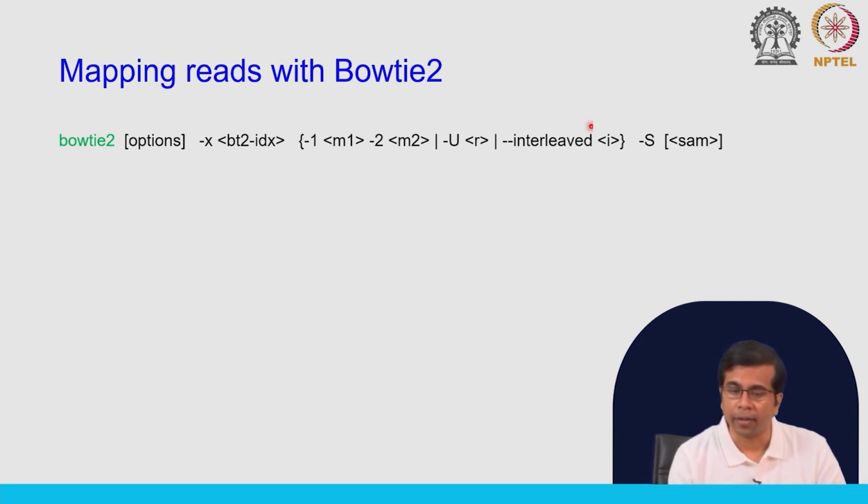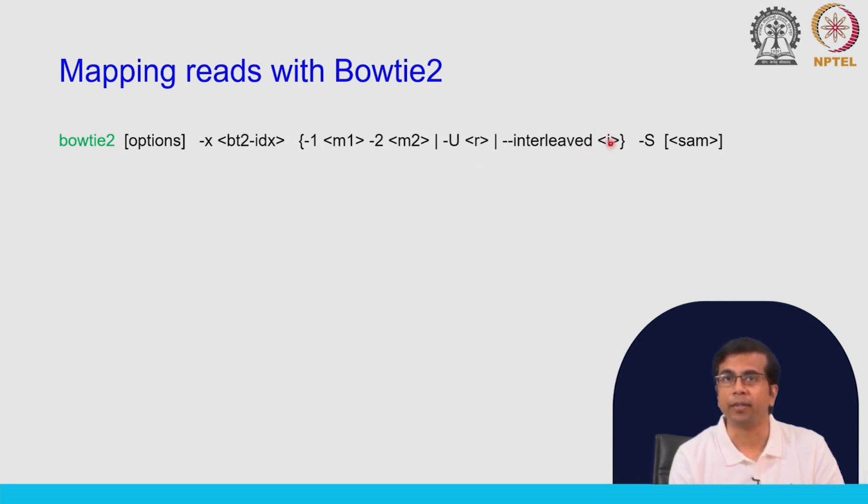Then you have some commands within these brackets. This is specifying the input files, the FASTQ files. We are working with FASTQ files here. You have three options, separated by these separator signs. You can have the minus 1 M1, minus 2 M2 options, or the minus U option, or the minus interleaved option.